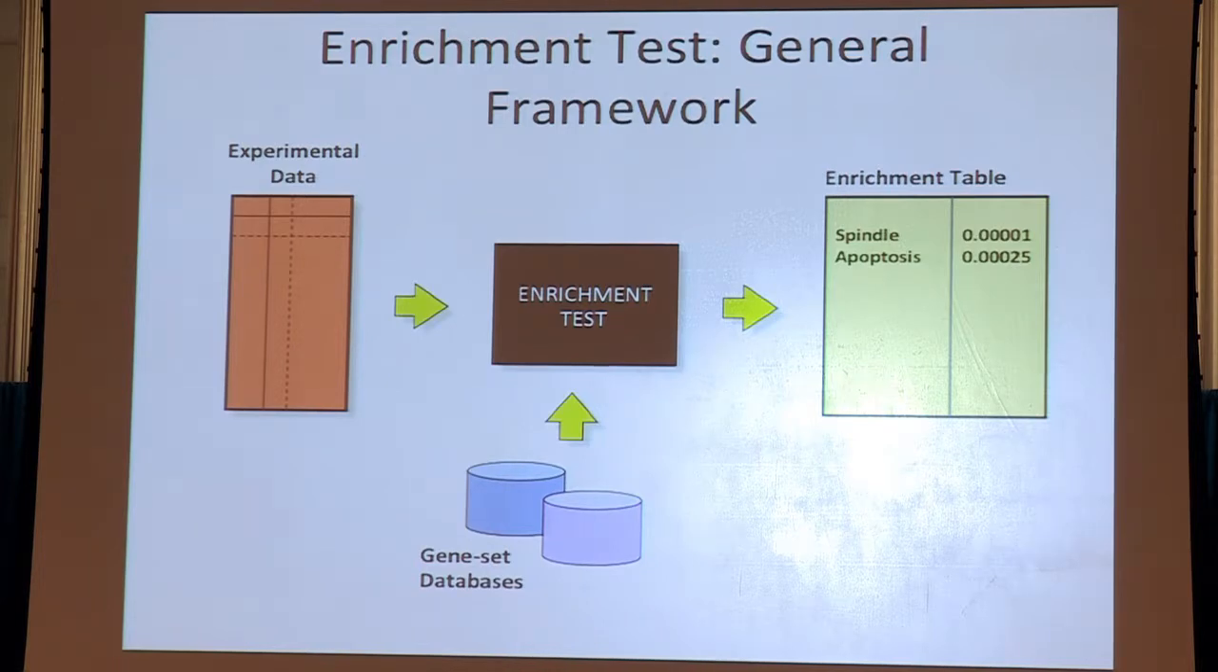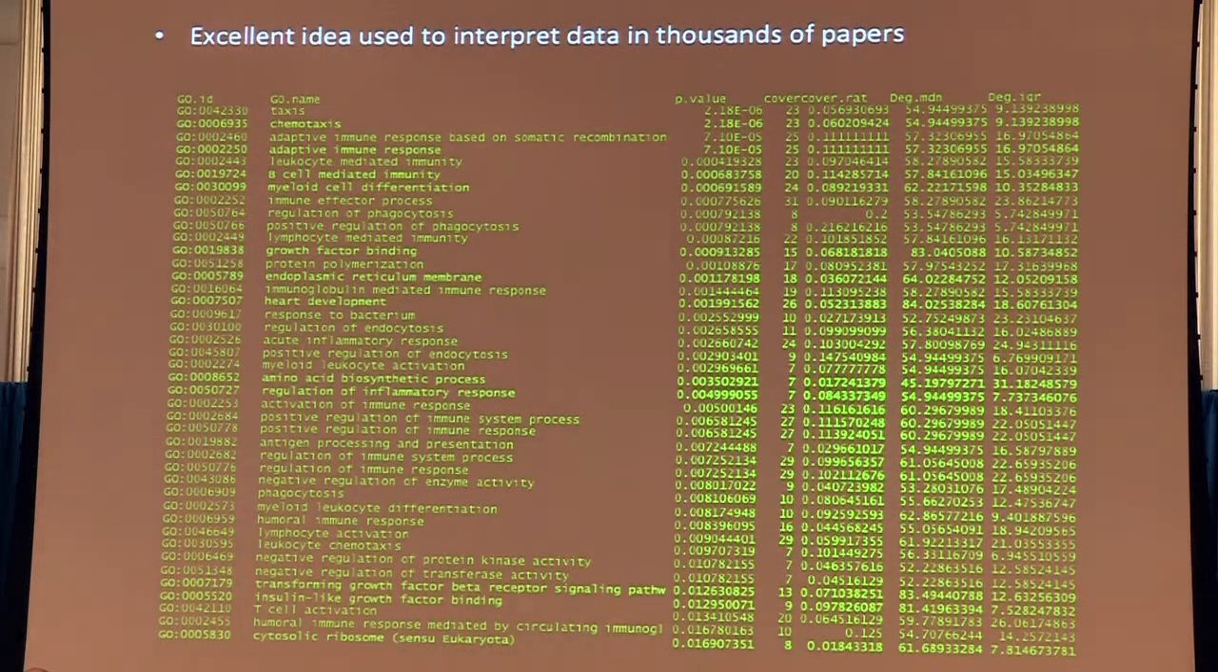How many people have used this type of enrichment analysis already? Okay, so quite a few. So those of you who've used it probably have seen the result, which is usually a big list of pathways and their scores, showing how significant the enrichment is in the list of genes. And it's an excellent idea. As I mentioned, it's been used in thousands of papers. If you look at DAVID or GSEA, if you collect them all together, they've been cited more than 10,000 times.